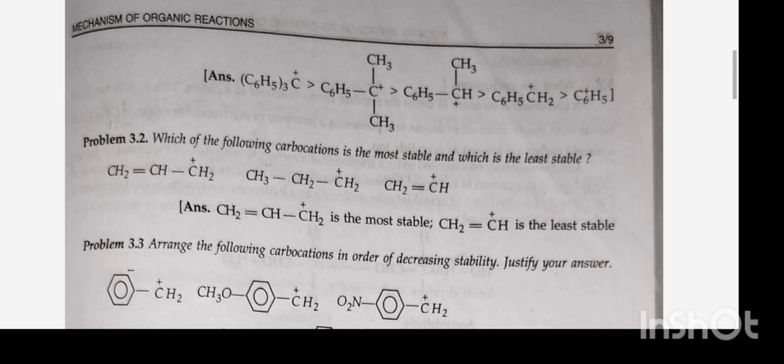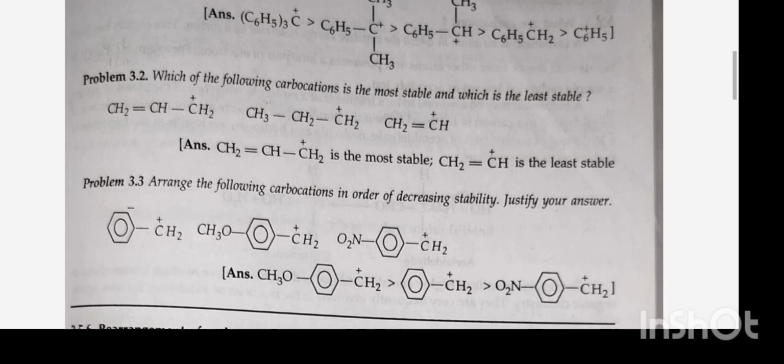Problem 3.2. Which of the following carbocations is most stable and which is the least stable? The most stable compound has resonance, for example, the allylic compound, and the least stable has no resonance, no hyperconjugation, or somewhere the least amount of inductive effect.